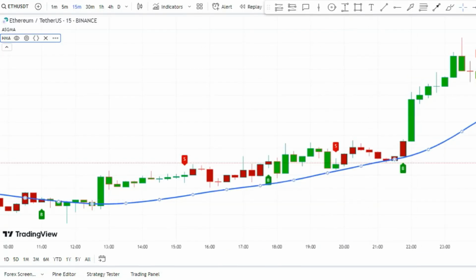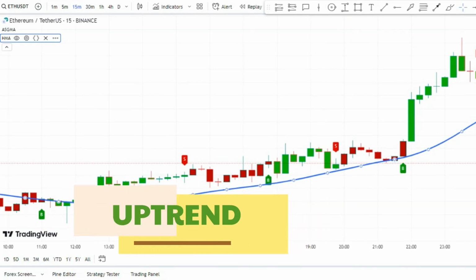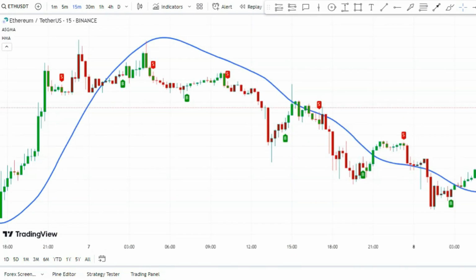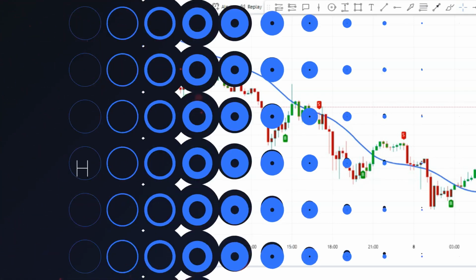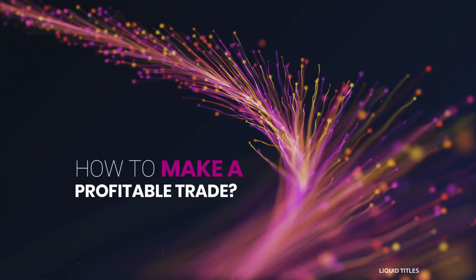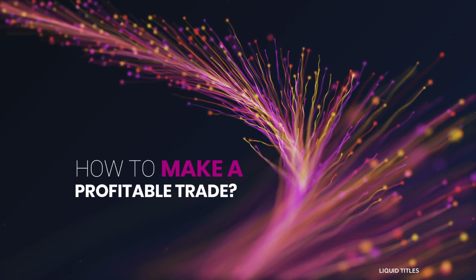Once we make those changes, now if the price is above the Hull moving average line, we consider the trend bullish and vice versa. If the price is below the Hull moving average line, we see the trend is bearish. Alright, now that we have all the necessary tools, let's review the trading rules and risk management for the strategy.